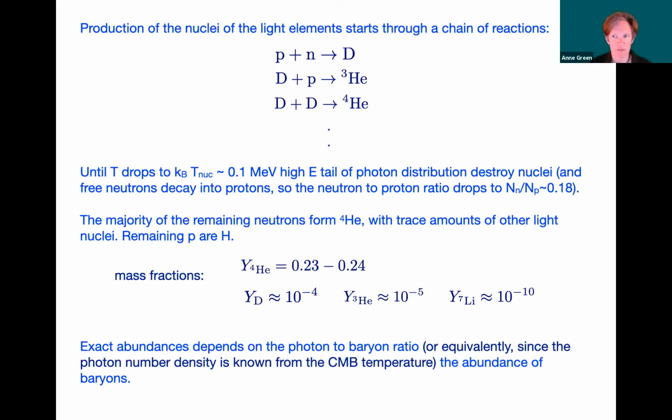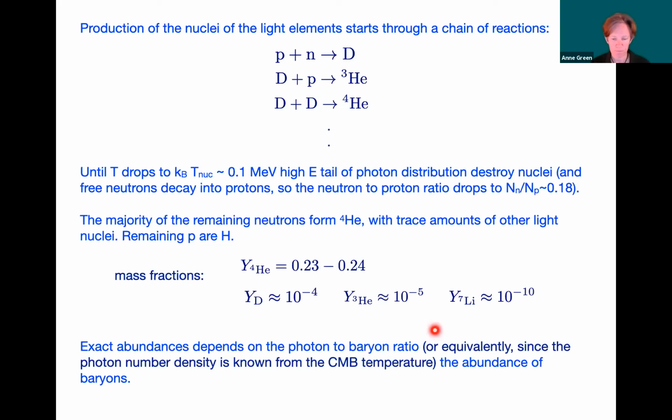The most stable of the light elements is helium-4. So the majority of the neutrons end up in helium-4. You get trace amounts of the other light nuclei, and the remaining protons, eventually, when they combine with electrons to form atoms, are just going to be hydrogen. So a proper calculation comes out with these results for the mass fractions, i.e. what fraction of the total amount of baryonic matter is in each of these things.